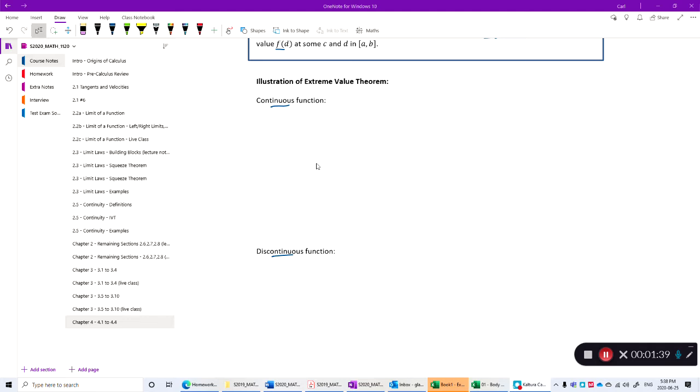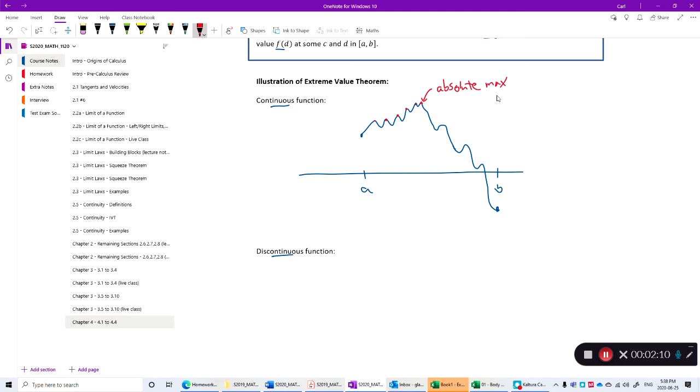Okay, so a continuous function, let's see. We have our interval a to b, and a continuous function can do a lot of things, right? So let's say it does something like that, and it attains a local max many times, right? So all of these points are local max points, but this one at the top, that would be the absolute max, and let's call that point c. So the absolute max is at f(c).